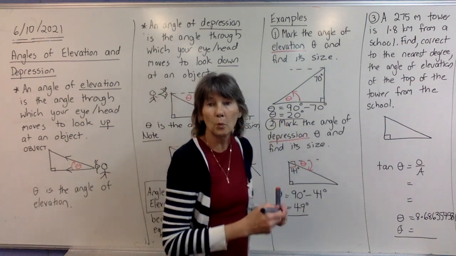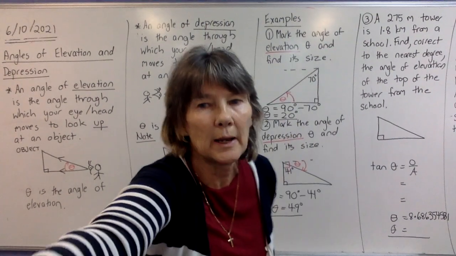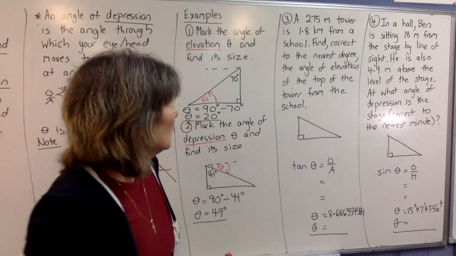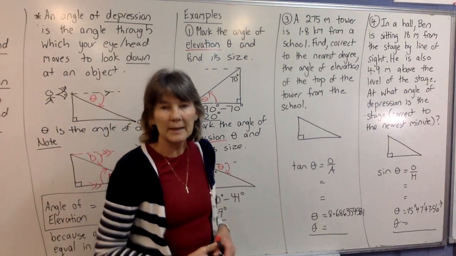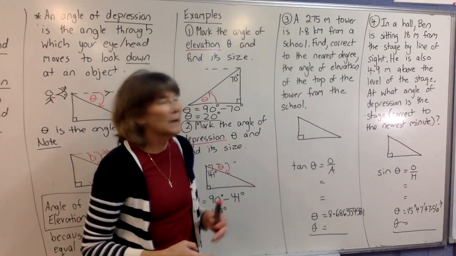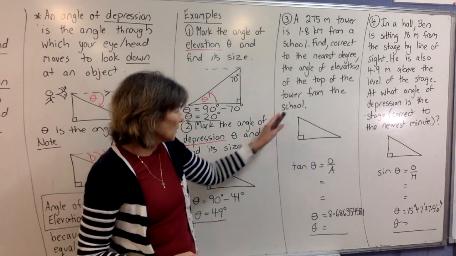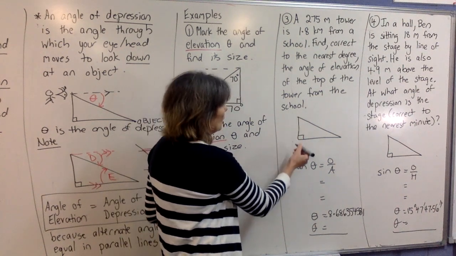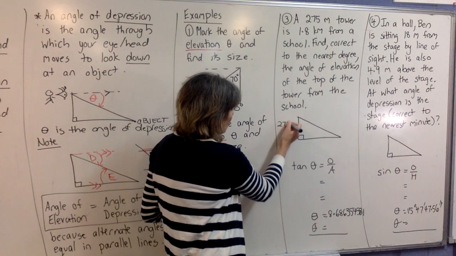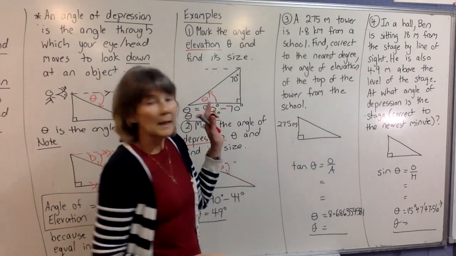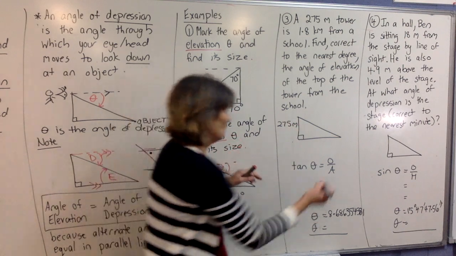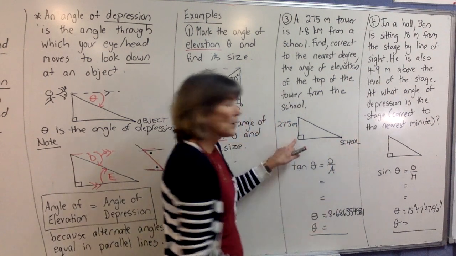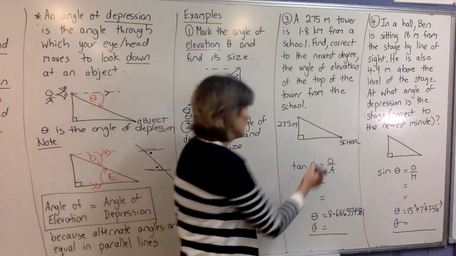Okay, let's look at some word problems now, which is what you're normally going to be getting in exams. All right, so number 3. We have a 275 metre tower. It's 1.8 kilometres from a school. All right, so we're going to draw up our right angle triangle. The tower is the vertical line. It's 275 metres tall. 1.8 kilometres from a school. So here's your school. And the bottom of the tower is 1.8 kilometres from the school.